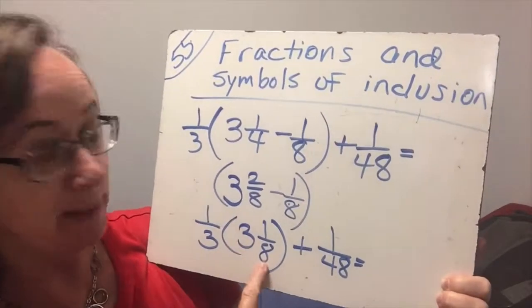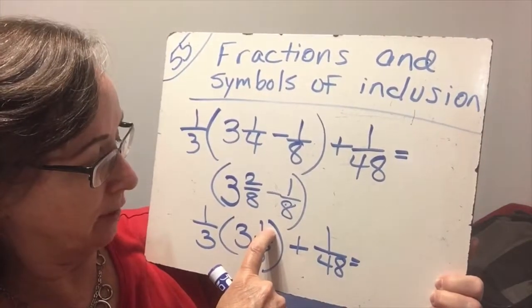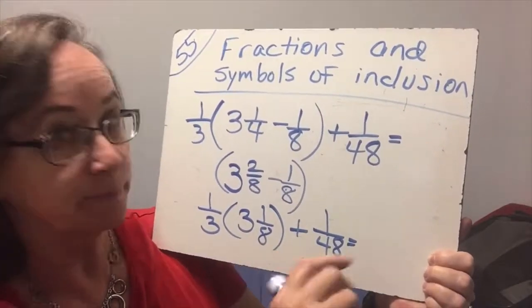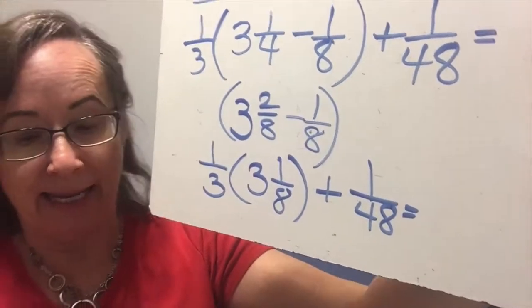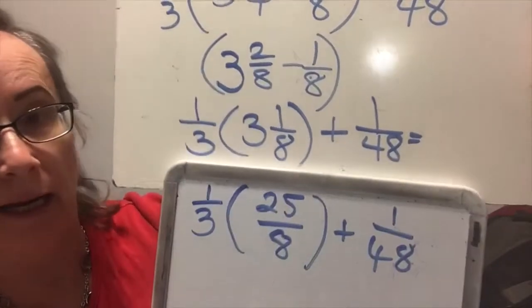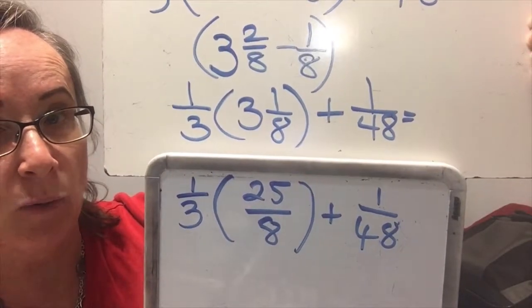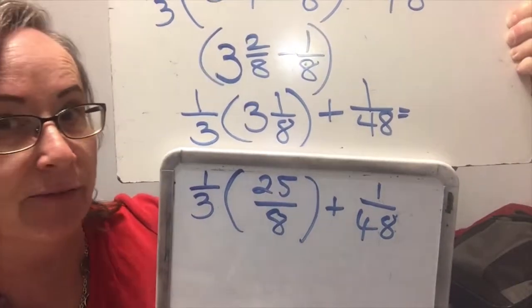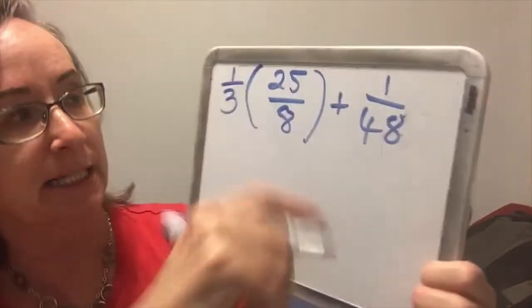So 3 times 8 is 24, plus 1 is 25. Okay, so I'm going to have 25/8 here. So this is what we had. And now I'm getting a new board. I ran out of space. So I'm changing the 3 1/8 to 25/8. And you can see I have everything else just the same as it was on the other board. So now let's finish up on this board.